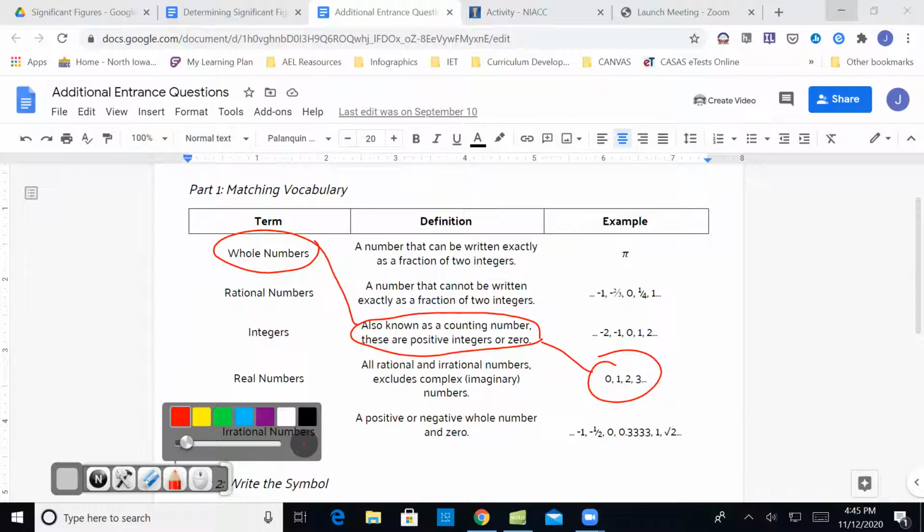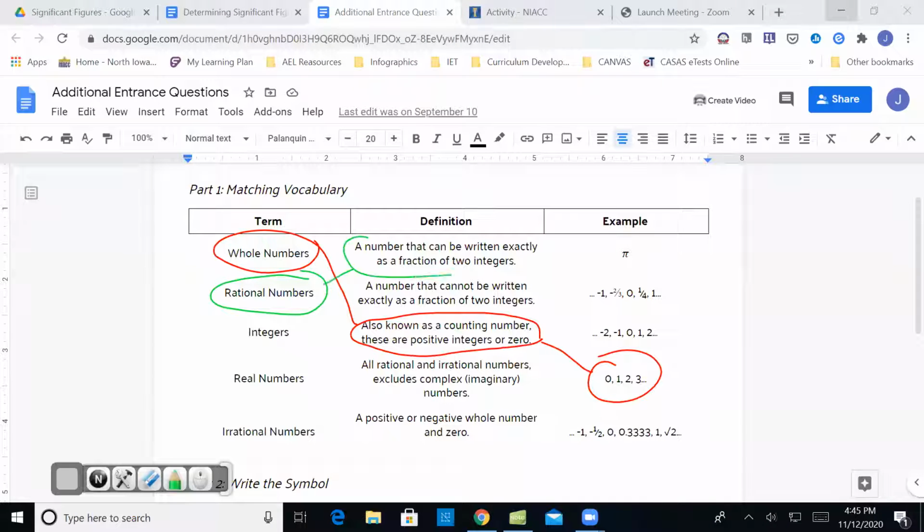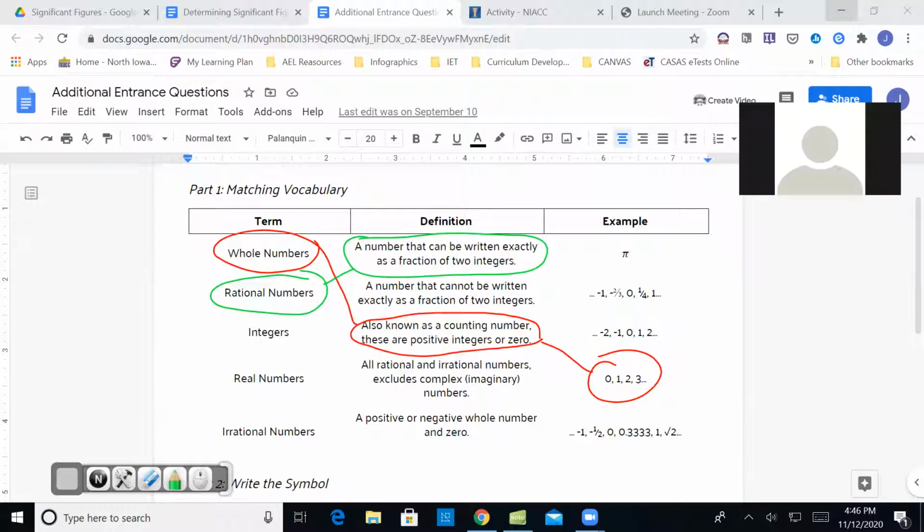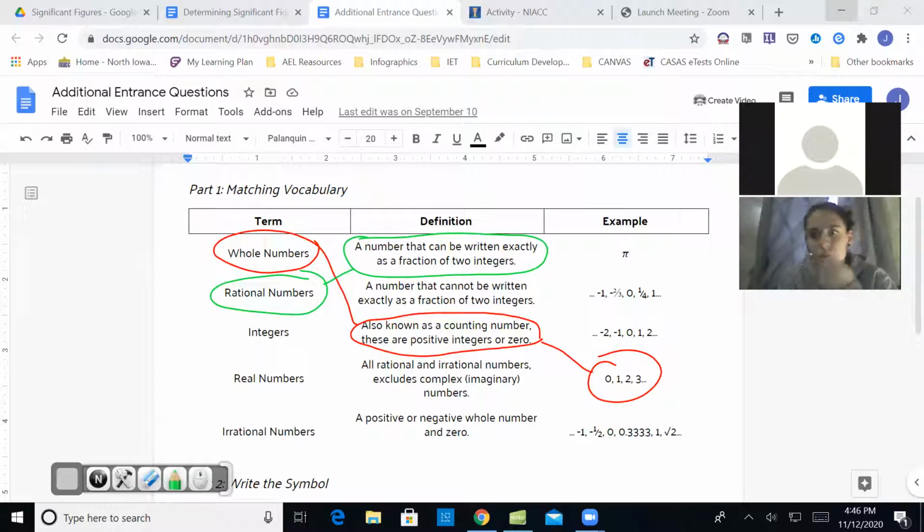Next, we have rational numbers. Rational numbers are numbers that can be written as a fraction. Okay, so any number that you can write as a fraction is rational. And so looking at the options we have for examples, there's pi. And that isn't a fraction, right? It's a decimal that goes on forever and it never ends.